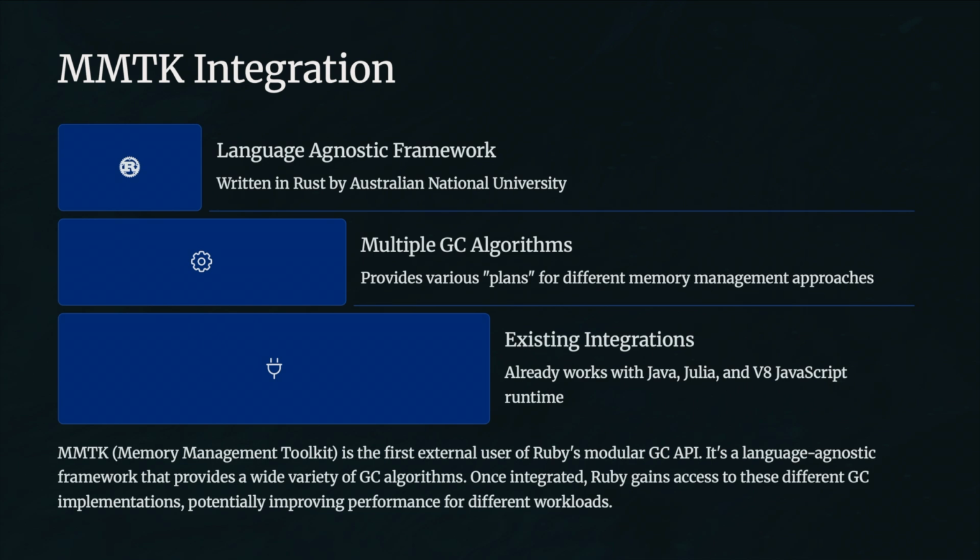Its focus is specifically on using the official Modular GC API so it can work with mainline Ruby. No fork needed. And the architecture. How does Ruby talk to this Rust toolkit?